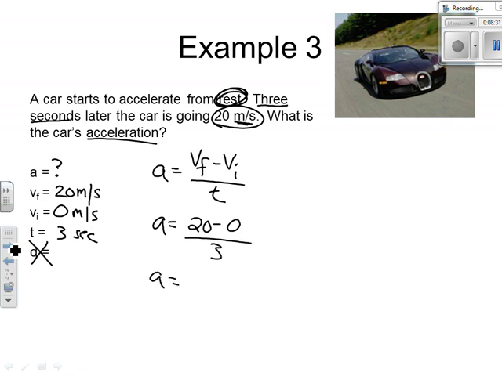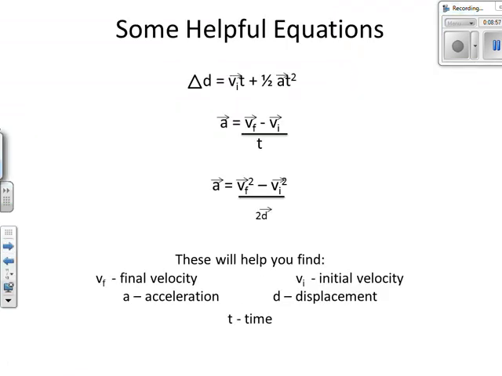20 minus 0 all over 3 seconds. So 20 over 3 seconds, which gives us 6.7 meters per second squared. Now, once again, I didn't put the units in, but I will right now. We have meters over seconds divided by seconds. So when you keep all that, that equals meters per second squared. Awesome. Let's keep going.